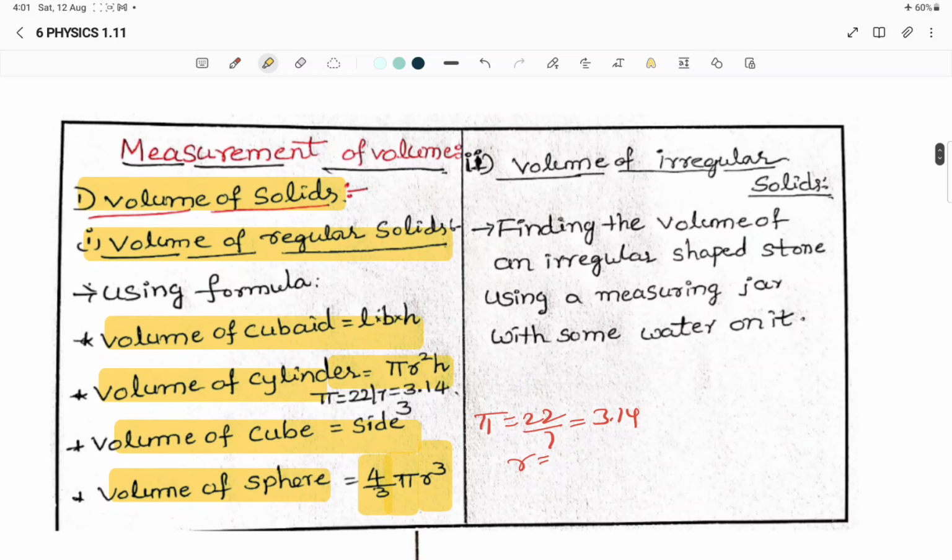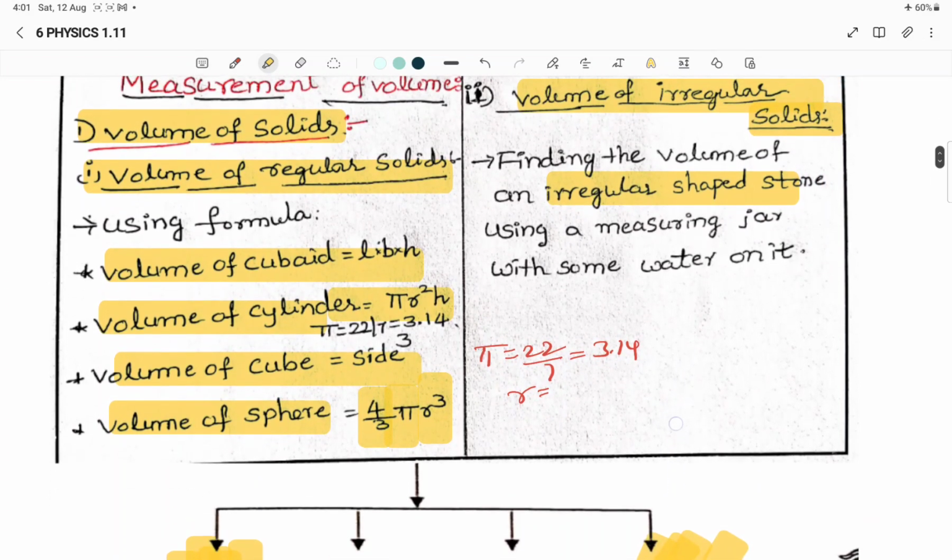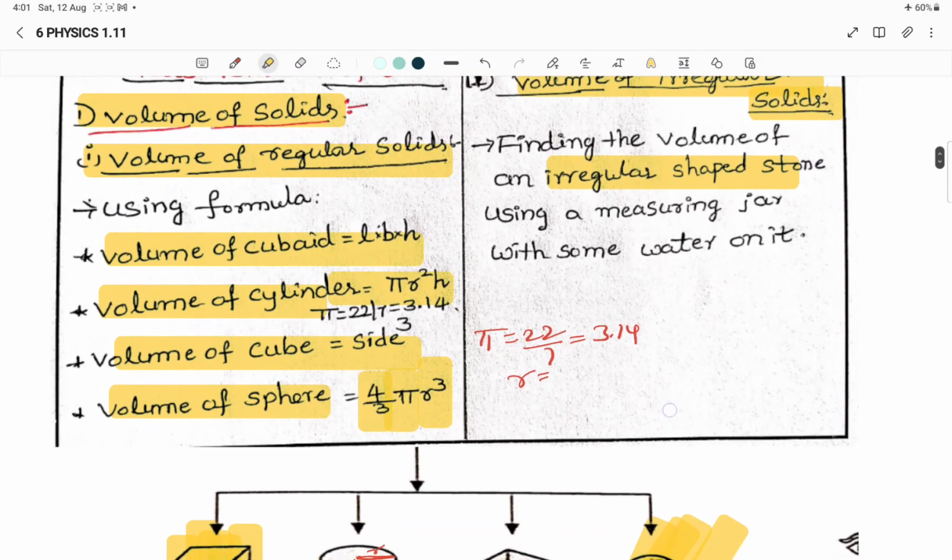Next, the second case in the volume of solids is how to find the volume of irregular solids. Find the volume of an irregular shaped stone using a measuring jar with some water in it. By using this method, we can determine the volume of an irregular shaped stone. Irregular shaped stone means the stone does not have a particular shape. In this case we will take a measuring jar with some water to find the irregular shaped stone's volume.